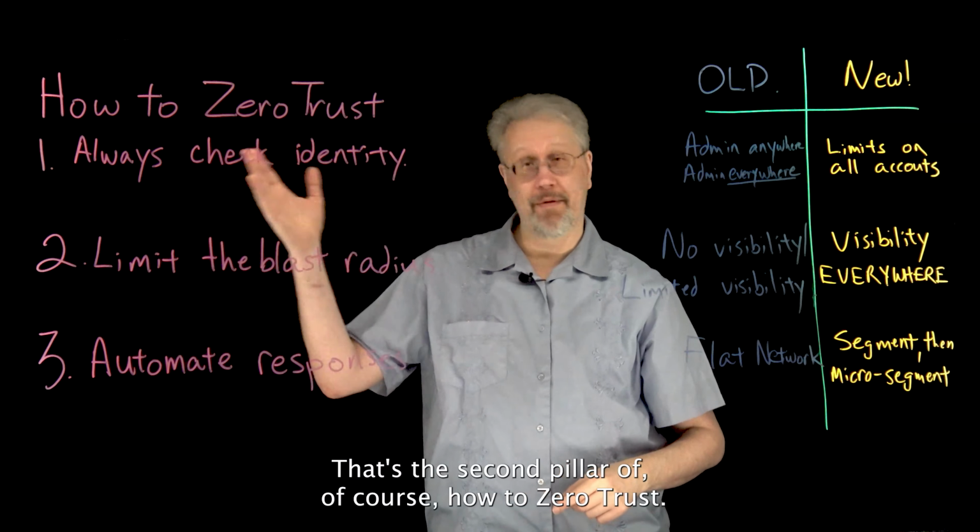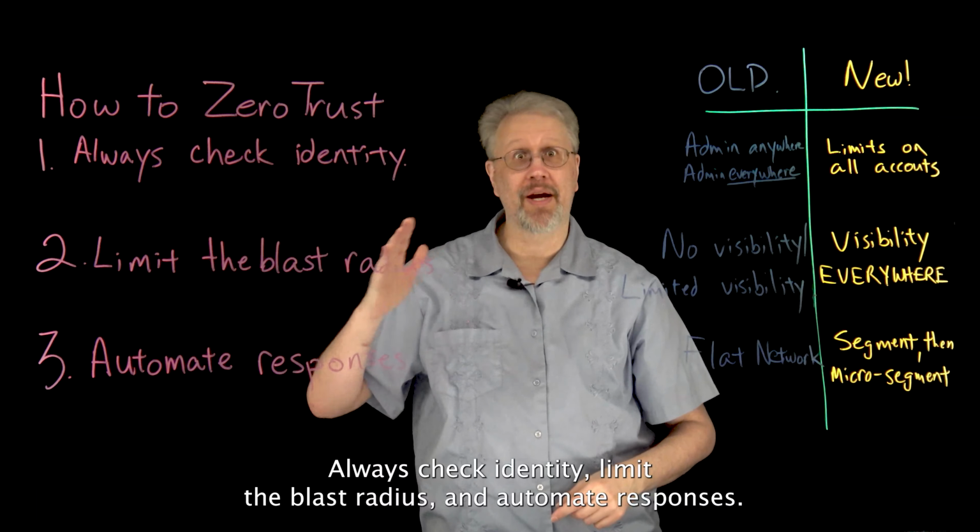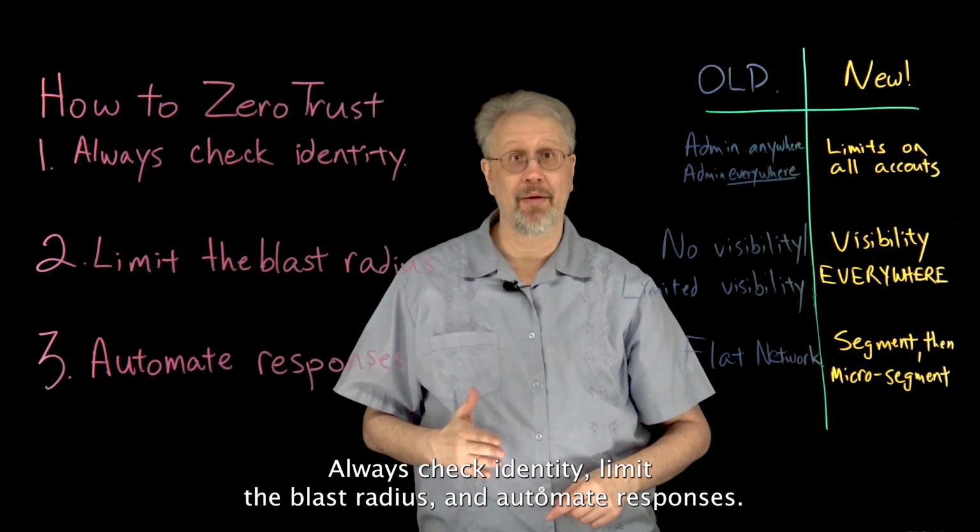That's the second pillar of, of course, how to zero trust. Always check identity, limit the blast radius, and automate responses.